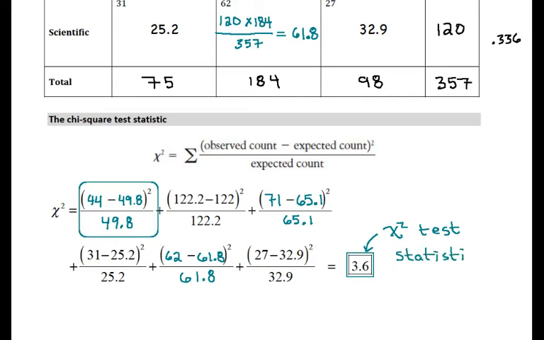Until we know our degrees of freedom, we're really not in a very good position to judge whether this is a large value or not. It looks small enough that it's unlikely that this is going to be considered very large. But let's go on to finding out what our degrees of freedom are so that we can complete the test.